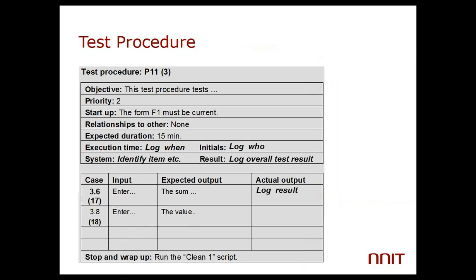Anyway, a test procedure might look like this. Again, an ID, number, the objective, priority, etc., etc., and then the test cases here that you're going to execute, the input, the expected result, and then you might have a column here to log your actual results when you actually execute the test case on your test item, sitting at the screen perhaps, entering the input, looking at the screen and seeing what is the actual result compared to the expected result.